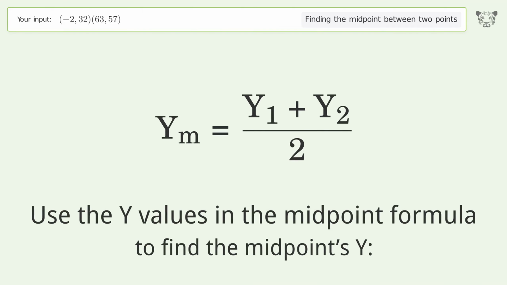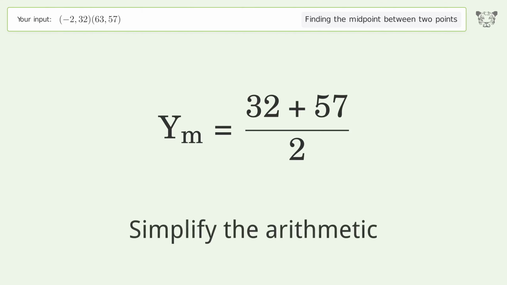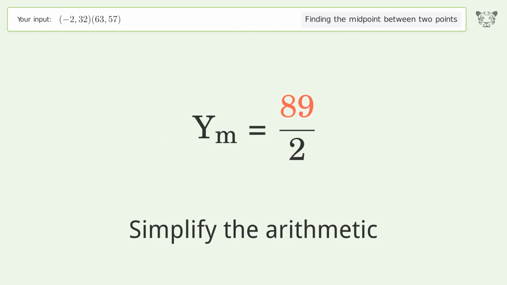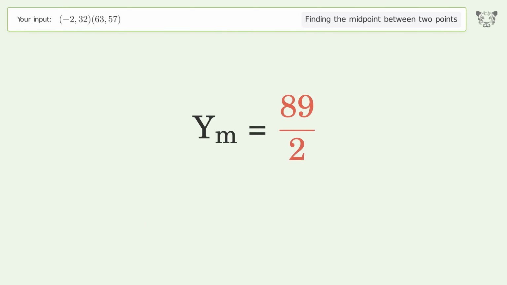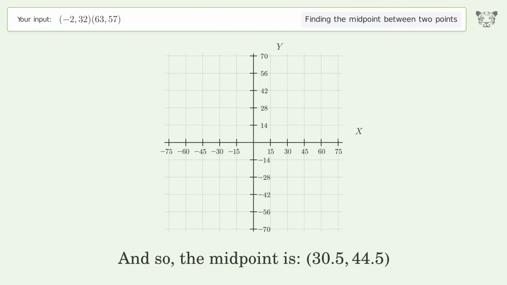Use the y values in the midpoint formula to find the midpoints y. y1 equals 32. y2 equals 57. Simplify the arithmetic. And so, the midpoint is 30.5, 44.5.